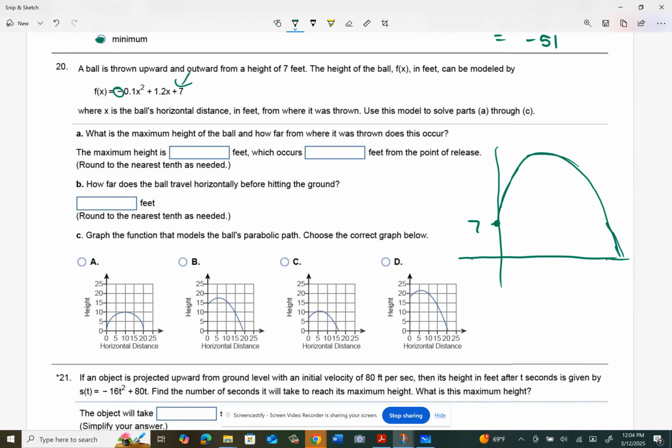All right, so the first question we're asked is, what is the maximum height of the ball and how far from where it was thrown does this occur? So they want us to find this spot right here. And notice it says round to the nearest tenth as needed. So we're going to be typing in, let me grab a calculator real quick, we're going to just be typing in to get our answers there. So I'll be working on using the vertex formula to find the x-coordinate of the vertex.